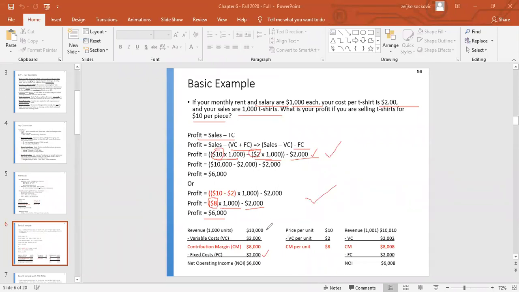And then we have it in the contribution margin format. So you just say, okay, how much money am I making here? 10 times 1,000, 10,000. How much will be my variable cost? 2 times 1,000, 2,000. What is my contribution margin? 8,000. How much is my fixed cost? 2,000, one for rent, one for salary. What's my profit? 6,000, right? Very, very straightforward. This is per unit.